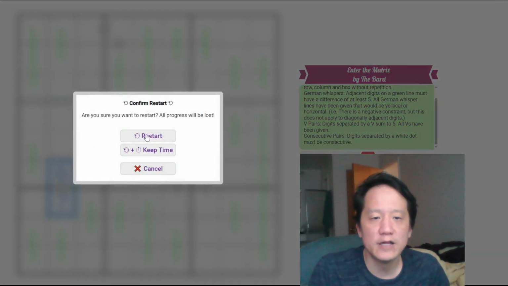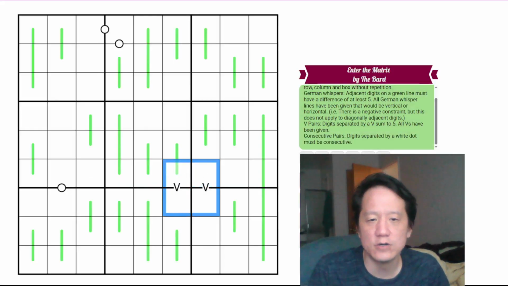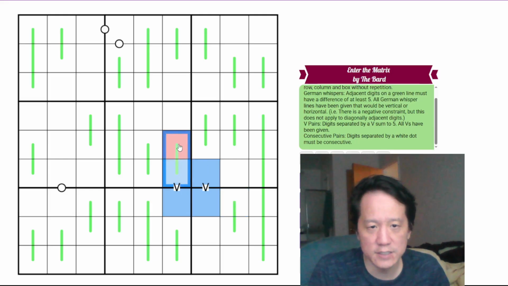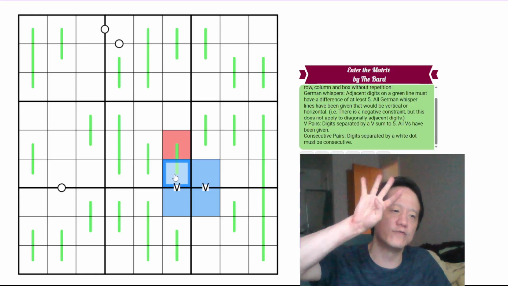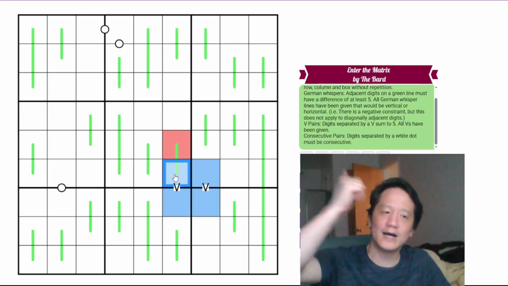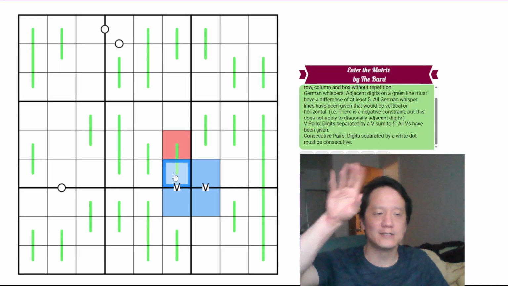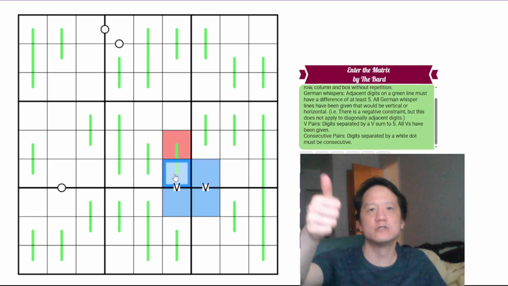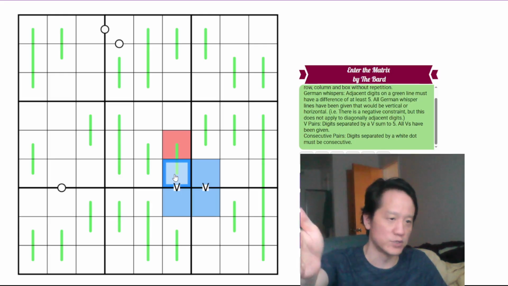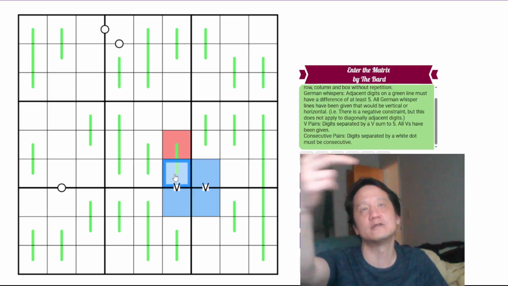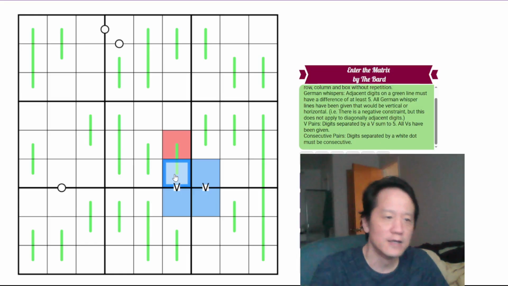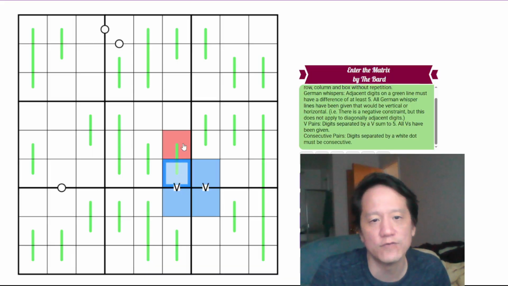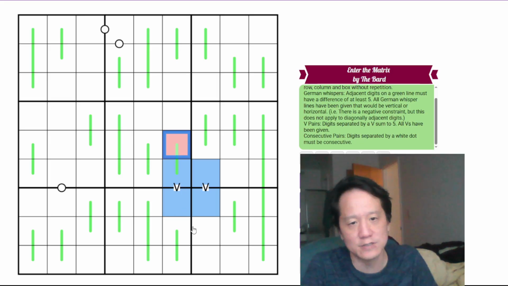Let's go. Okay, these are all low, so we're going to mark them as blue. This must be a high because it's on a German whisper line with a low digit, and a low digit, which is 1 through 4, has to be next to a high digit on a German whisper line, which would be 6 through 9. Why? Because the lowest of them, 1, can only be next to 6 through 9. 2 can be next to 7 through 9. 3 can be next to 8 and 9. 4 can only be next to 9. So obviously, if you have a low digit, which is 1 through 4, you would have to have a digit that's 6 through 9 next to it.